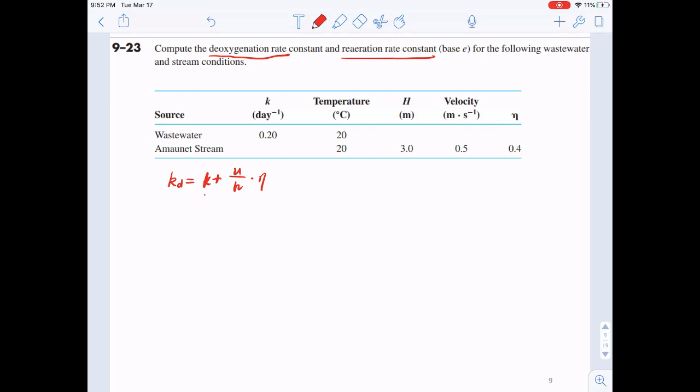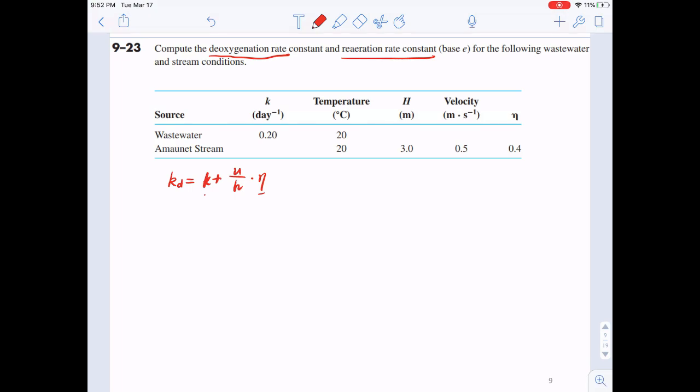And also the U here is the average velocity of the stream flow, while the H is basically the average depth of the stream or the river. And the eta here is the bed activity coefficient. Okay, so this is related with how active the river water is, right?